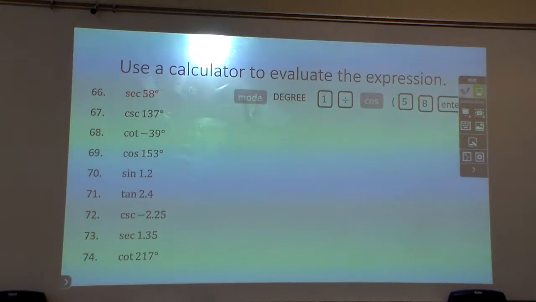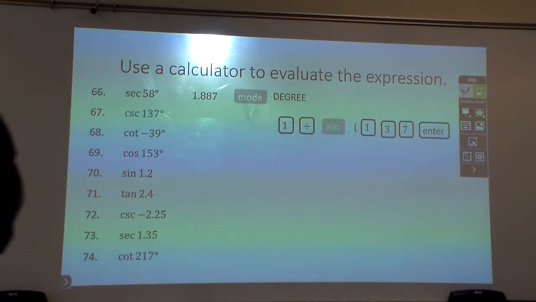Now, you can do cosine 58, enter, then the x negative 1, but people sometimes get their x negative 1 enters backwards and you get the wrong answer. So I like the 1 divided by cosine, which will give you 1.887. Okay?